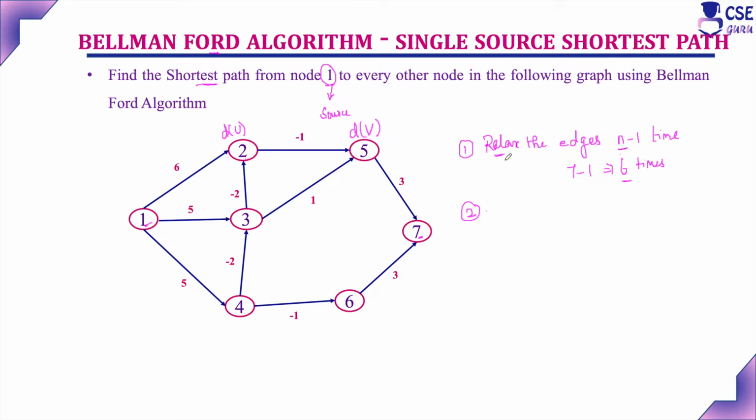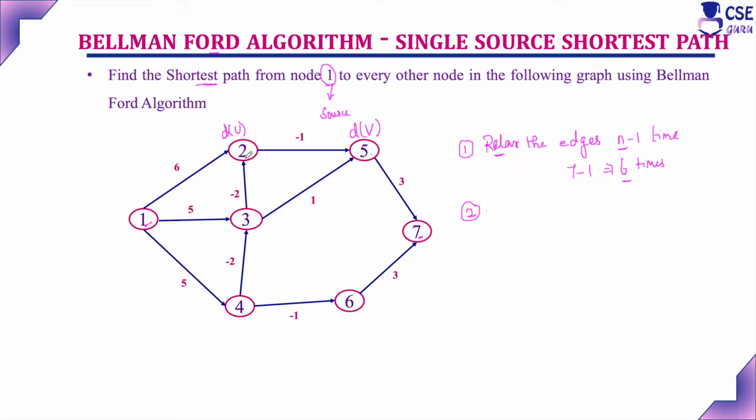Relaxing the edges means in every iteration we are going to find the shortest path for each edge. Suppose the edge already has the shortest path, it's okay. But we are going to try with the new path in every iteration, and if that cost is minimum, we will consider the minimum cost. So relaxing the edges means in every iteration we are going to find the new path for each vertex, and if that is minimum, we will consider that cost.